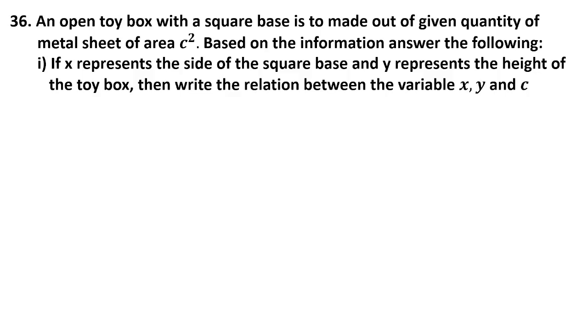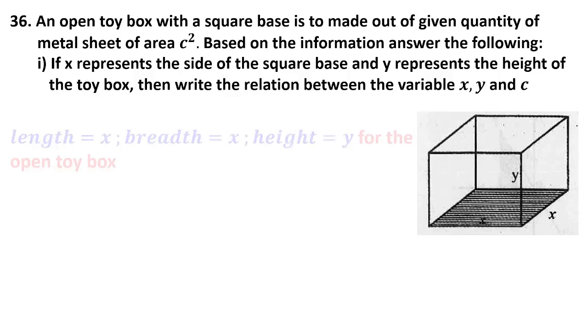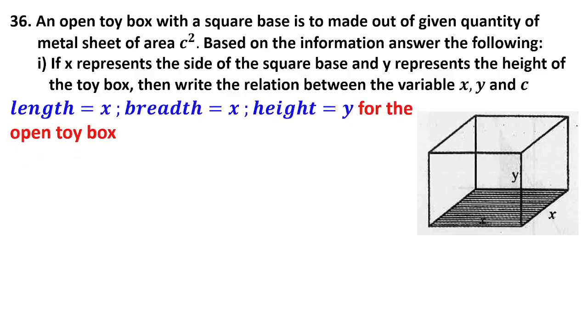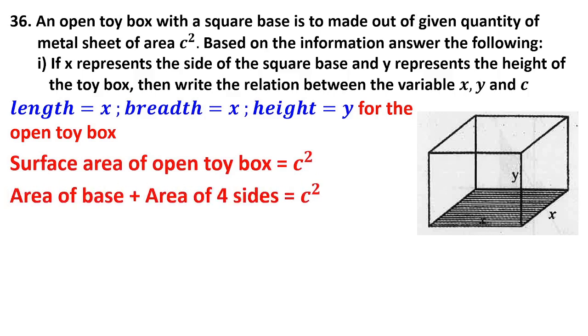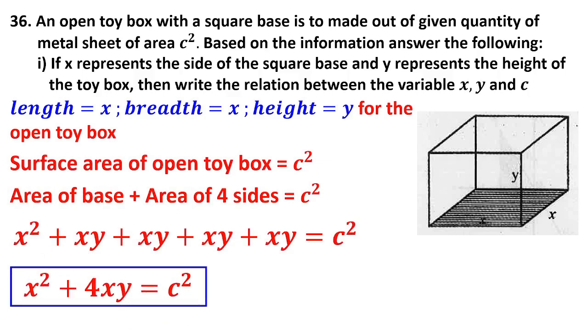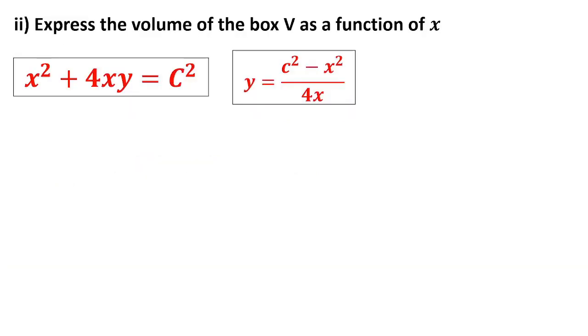An open box is to be made. This is a case study question. Based on the information, you have to find the relation between X, Y and Z. This is the box. Now you know that length is equal to X, breadth is also X and height is Y. Surface area is given as C square. Surface area is the area of the base plus the area of the four sides.